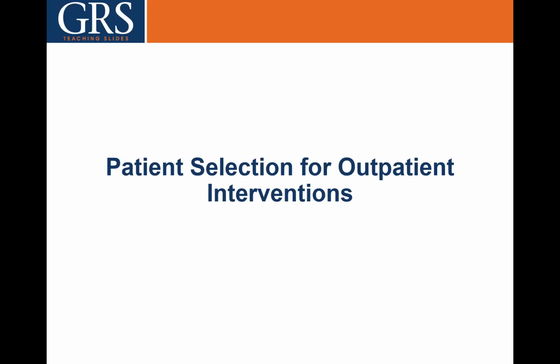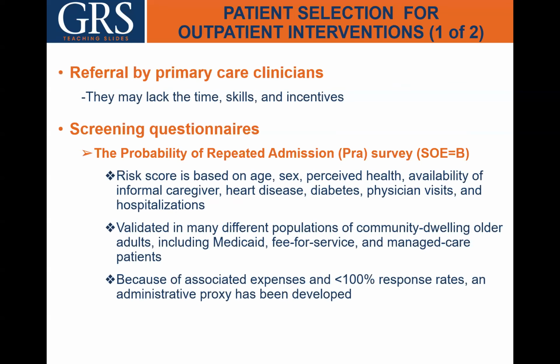Okay, so the next section is about patient selection for all patient interventions. For patient selection, initially, when the patient sees their PCP, they can be referred by them to our geriatric clinics. But those PCPs may lack time, skills, and incentives, as we described before. In order to address this problem, we designed screening questionnaires.